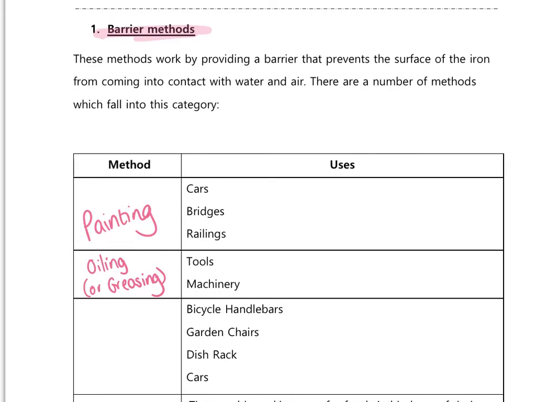What about the likes of bicycle handlebars, garden chairs, a dish rack, so what you put your dishes on when you're allowing them to dry, and cars, particularly bumpers of cars? In this case, your best method of prevention would be plastic coating. So coating these objects in plastic to prevent the water or oxygen from getting to the iron.